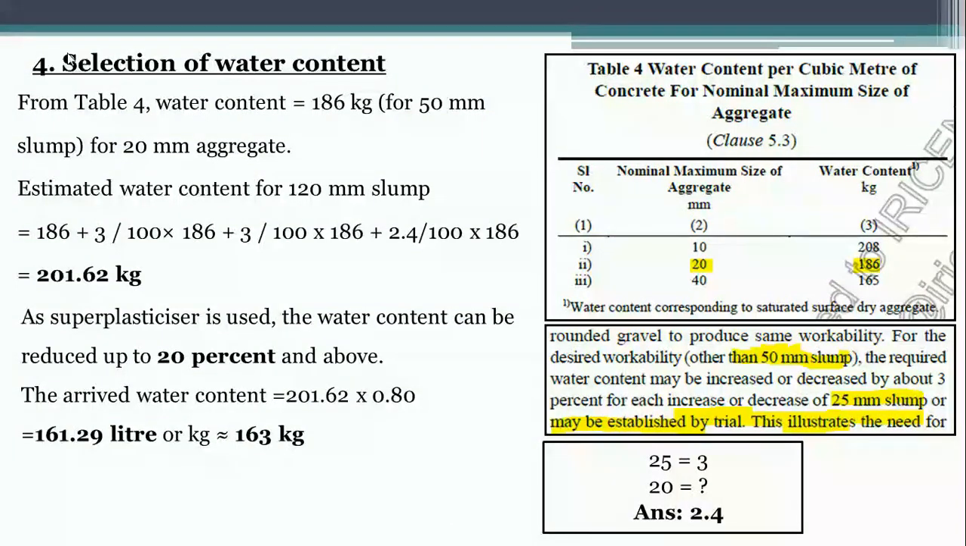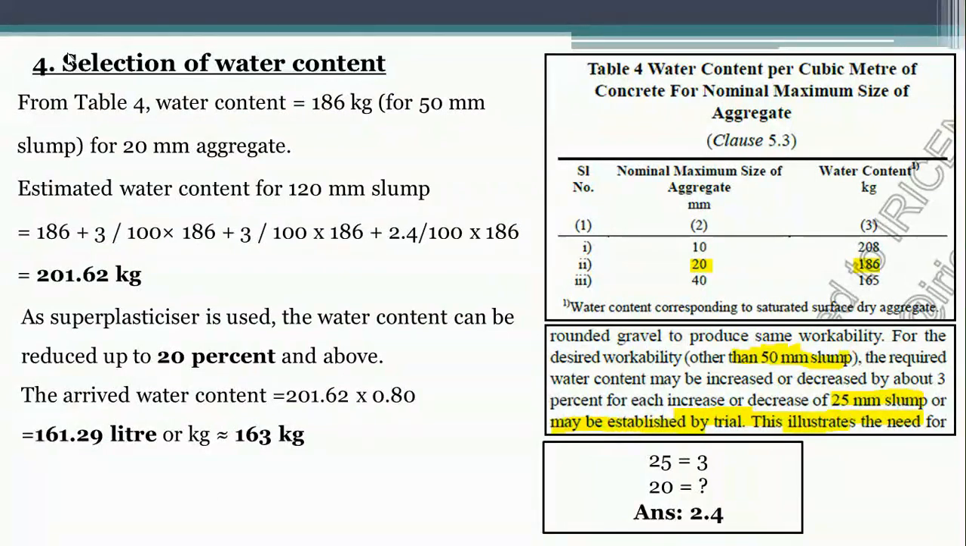If you calculate this, you will get 201.62 kg. Since we are using admixture, we have a provision to reduce the water content by 20 to 30% based on the trials. Here we are reducing the water content by 20%, which means the remaining is 80%. So the arrived water content is equal to 201.62 into 0.80. You will get 161.29.